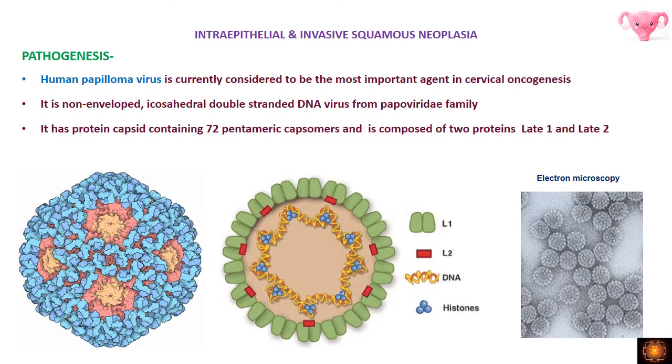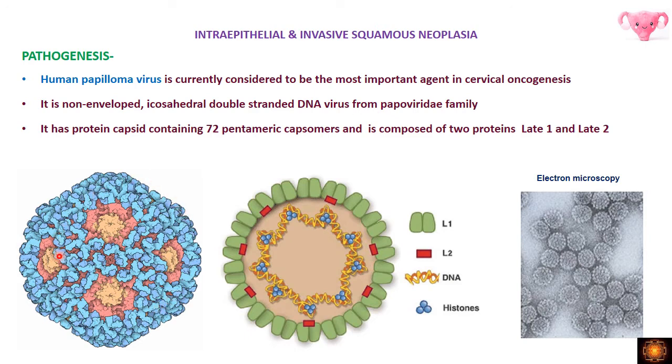Coming to the pathogenesis, what is the cause of this cervical carcinoma? The most important etiological factor is human papillomavirus. This is a virus which belongs to the Papovaviridae family, and it is an icosahedral virus. It has a capsid on the surface. It is a non-enveloped virus.